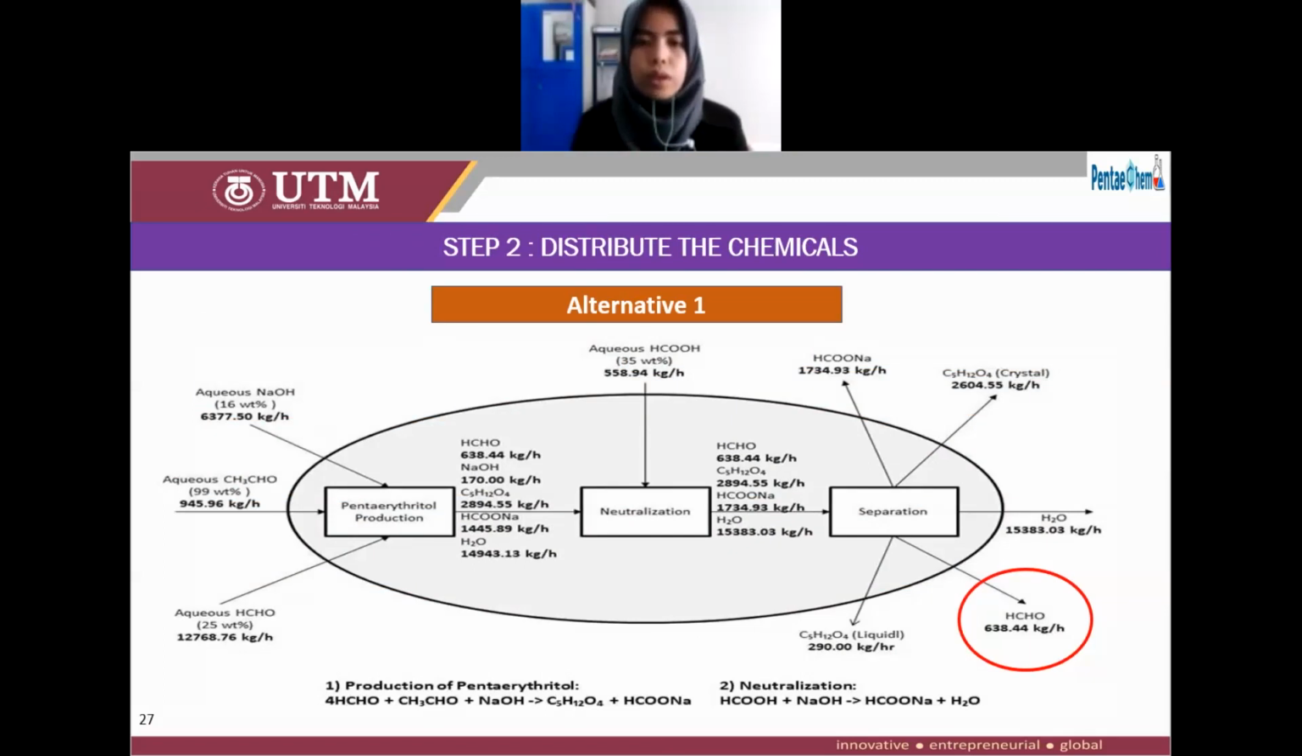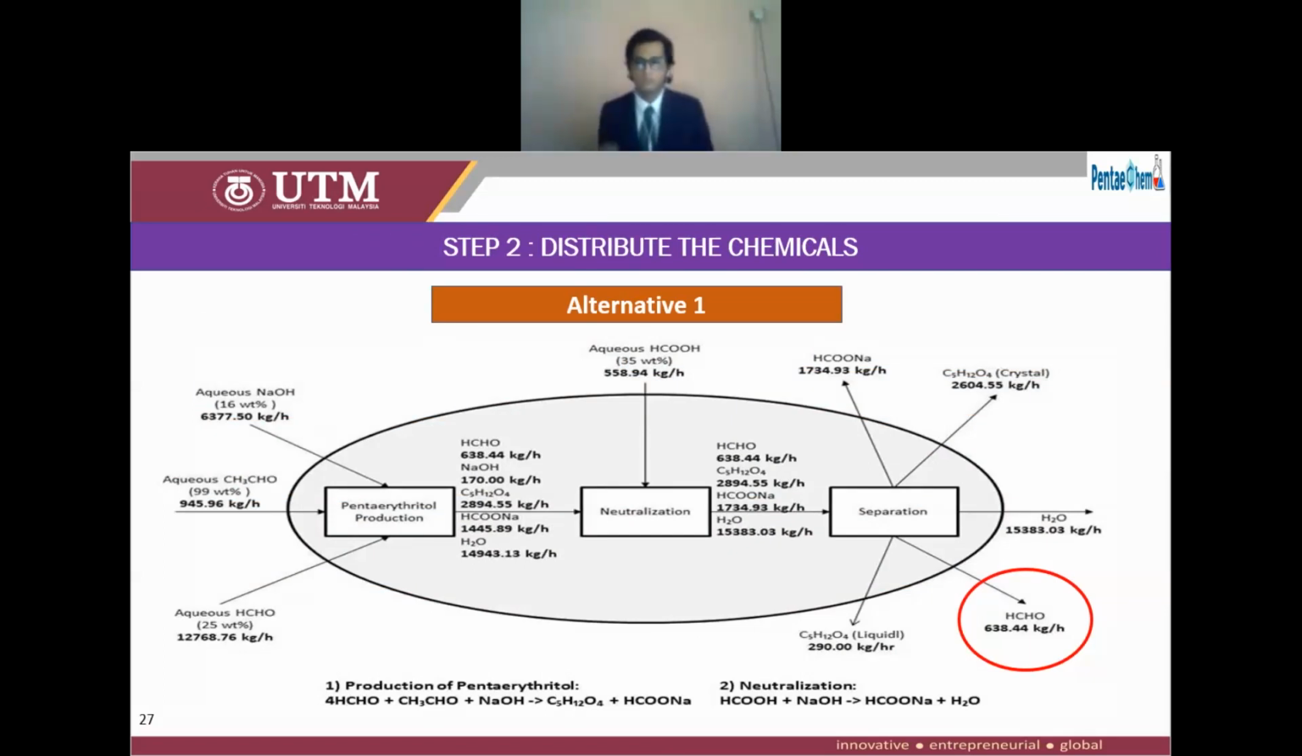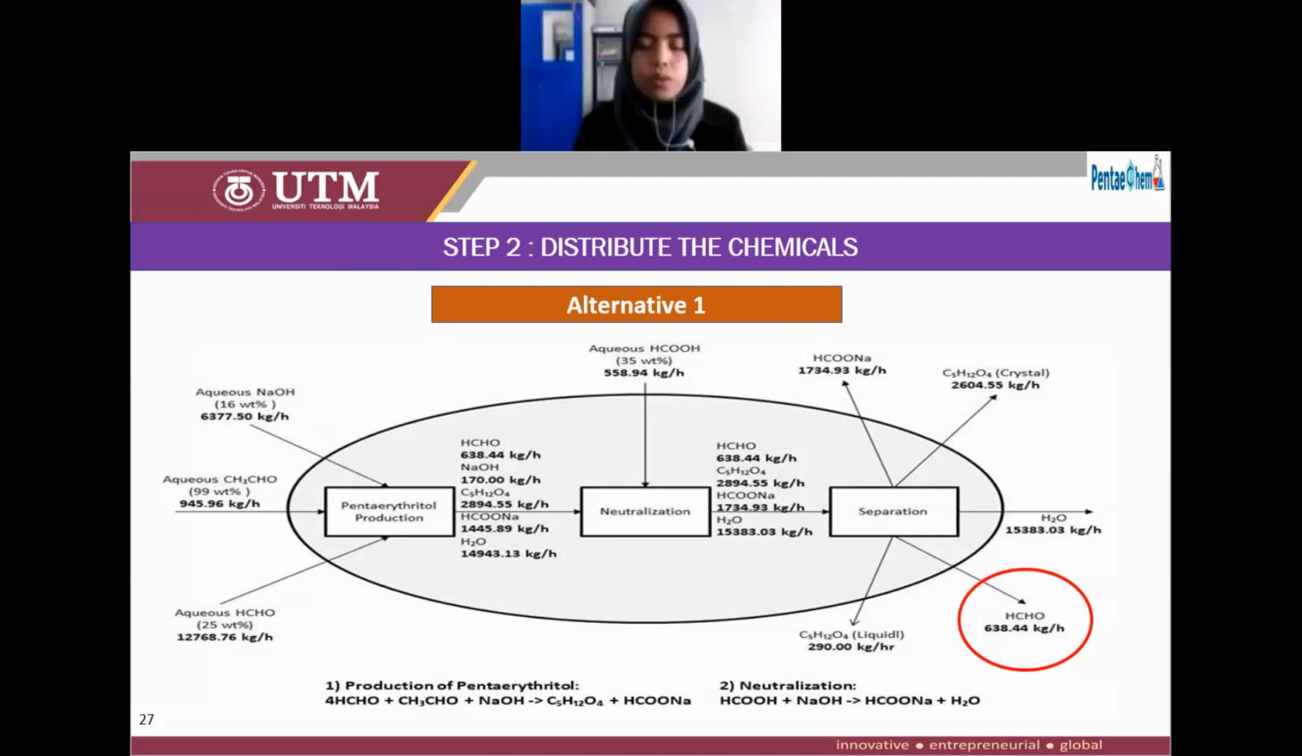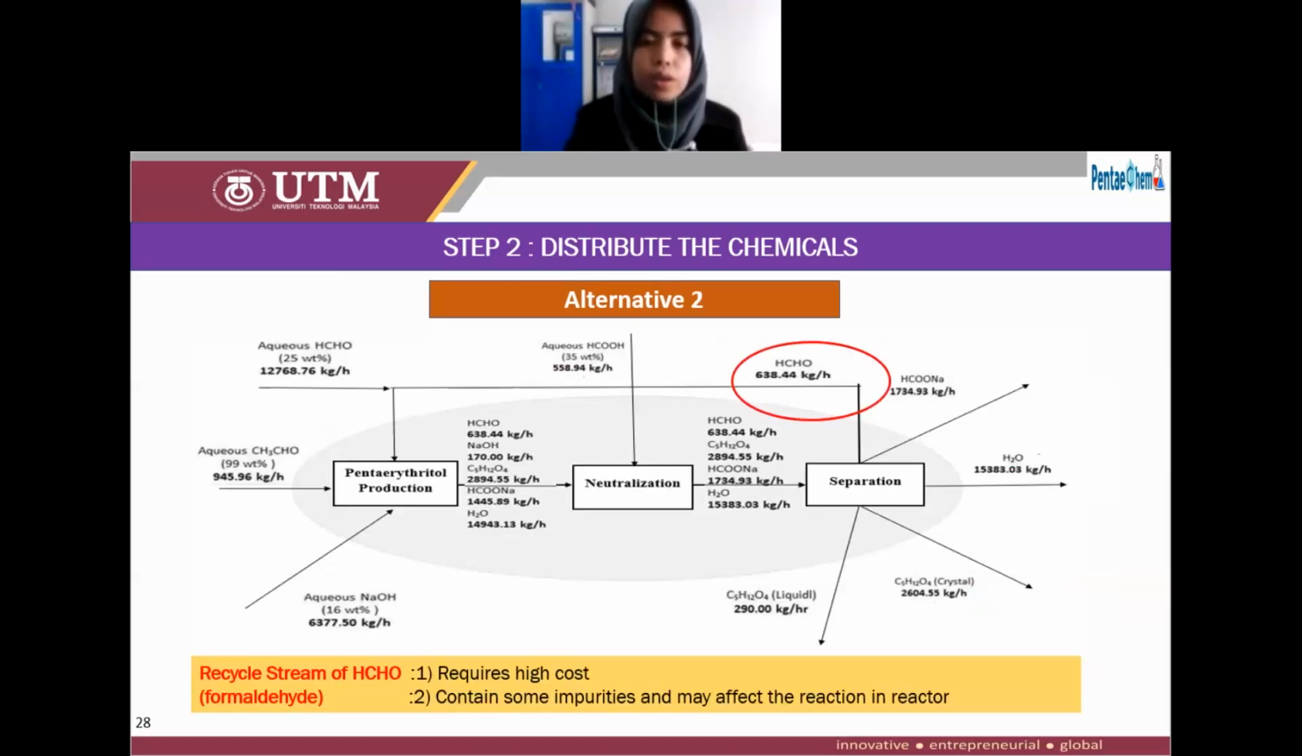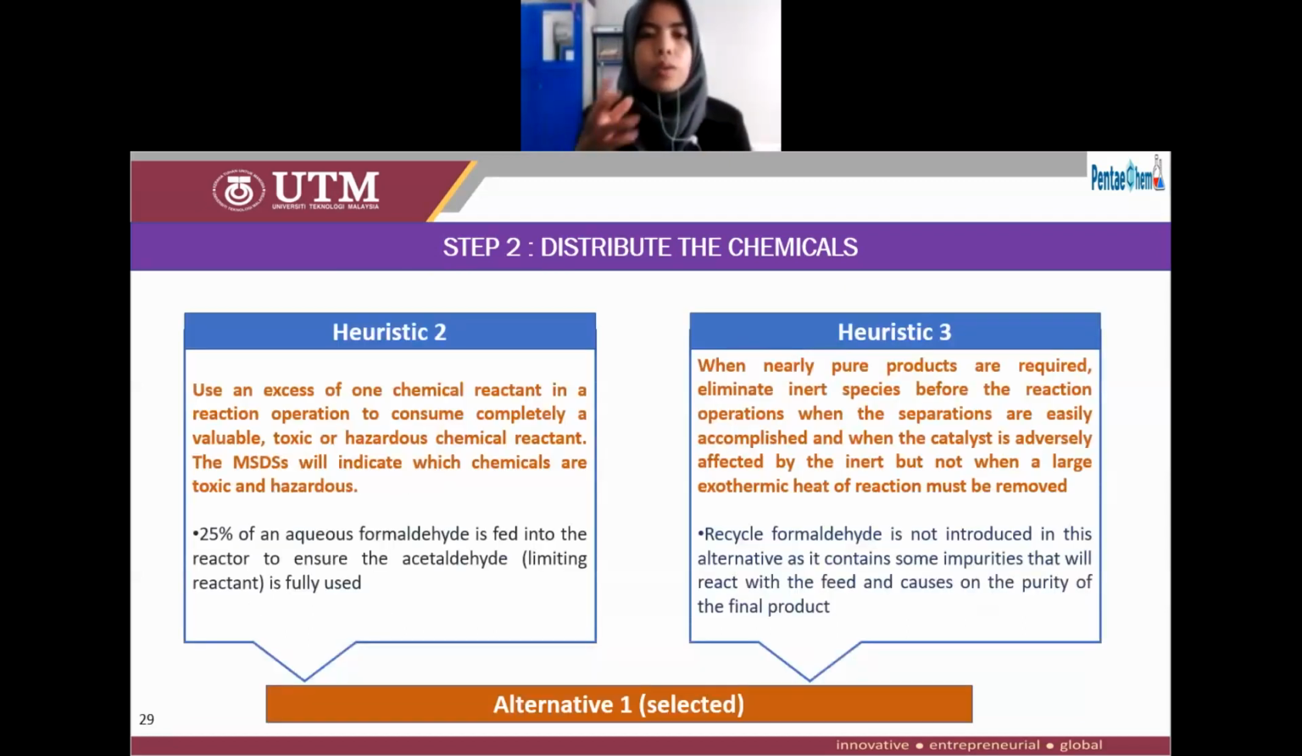Next. So now I'll explain step 2. As you can see, the figure shows the flow sheet for alternative 1. All the products formed from this flow sheet are discharged to the surroundings and to storage, especially the pentaerythritol. And focus on the stream of formaldehyde. In flow sheet 2, the formaldehyde stream is recycled and mixed together with the aqueous formaldehyde. However, this alternative is not really favorable because it requires high cost and contains some impurities that may affect the reaction in the reactor.